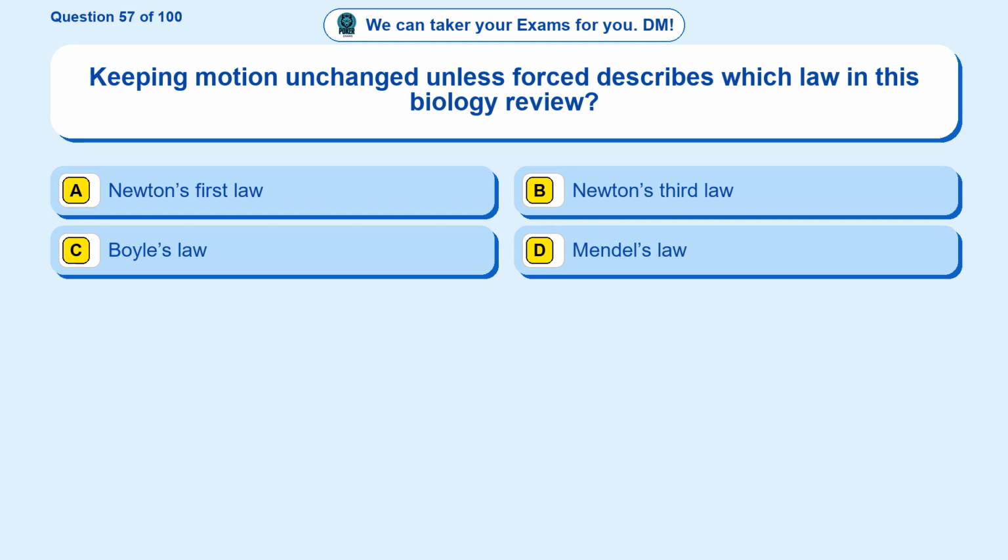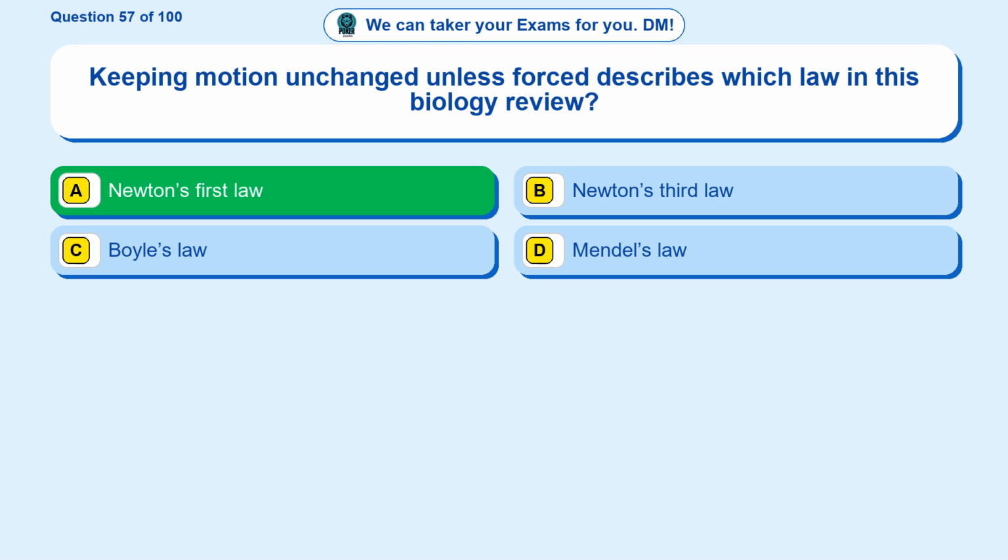Question 57. Keeping motion unchanged unless force describes which law in this biology review? Option A, Newton's first law. Option B, Newton's third law. Option C, Boyle's law. Option D, Mendel's law. The correct answer is option A, Newton's first law.